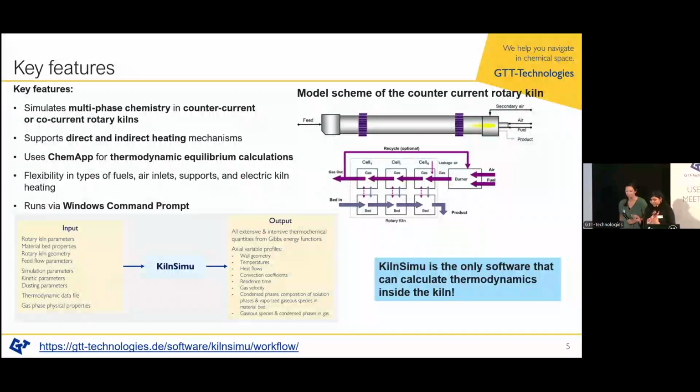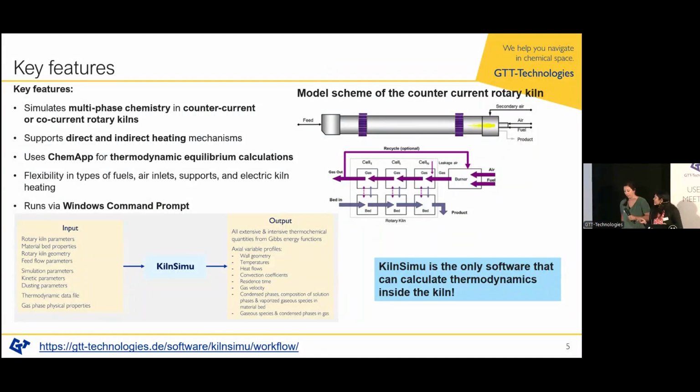What are the inputs of KilnSimu? It has geometry parameters, kinetic parameters, and also the thermodynamic data that it considers for calculation. In the output, you have a large amount of thermodynamic intensive and extensive properties. You can have temperature, heat flows, residence time, and phase fractions in different phases. There is a whole list on our website, so if you're interested, please check it out on our website.